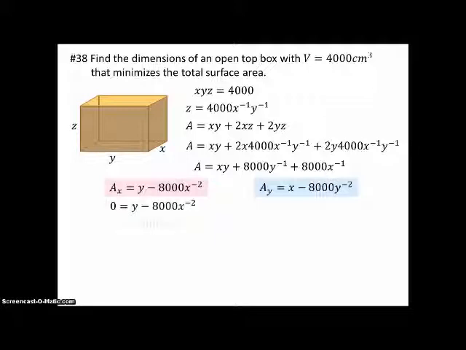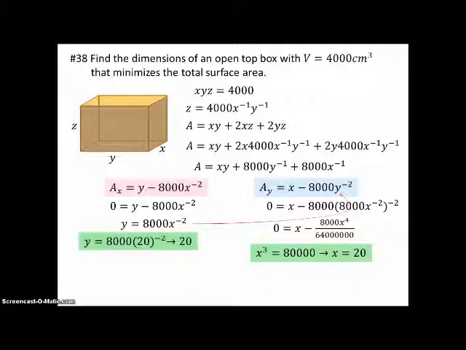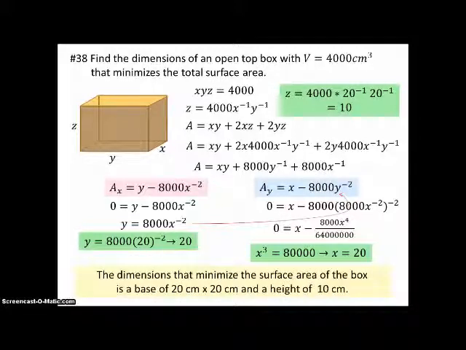And so we set them equal to 0, and solving the first one, we can then substitute what we got for the first one in for y in the second one. Simplify, solve for x, and we get x equals 20. Now we can work backwards, and we find out that y is also 20, and finally go back up to the top and solve for z, and z ends up being 10. The dimensions that minimize the surface area of the box is a base of 20 centimeters by 20 centimeters and a height of 10 centimeters.